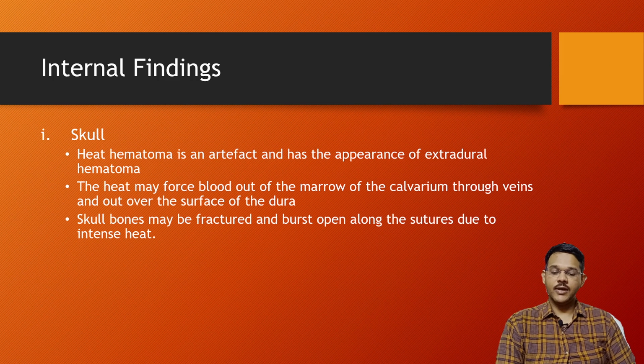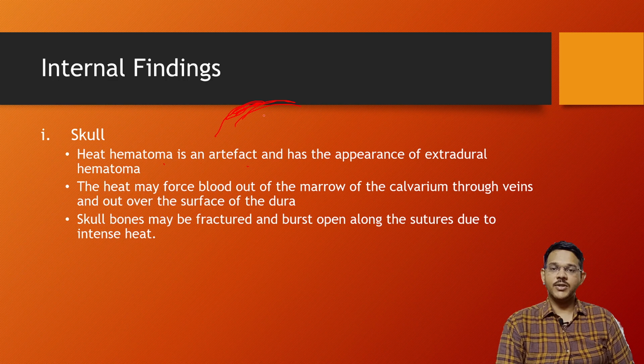Coming to internal findings. In the skull, a heat hematoma may be seen, which is a form of artifact and has the appearance of an extradural hemorrhage. The blood vessels rupture and blood accumulates in the extradural part. Heat hematoma is usually diffuse around the skull, which differentiates it from extradural hemorrhage caused by rupture of blood vessels, which is usually localized. In contrast, heat hematoma caused by burns is diffuse and not localized.